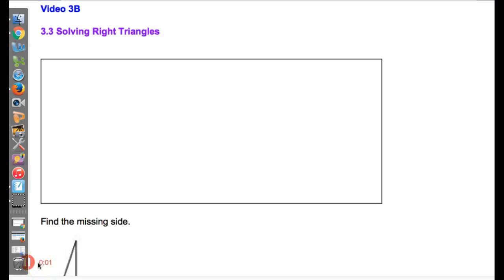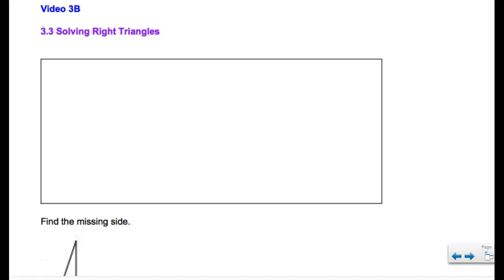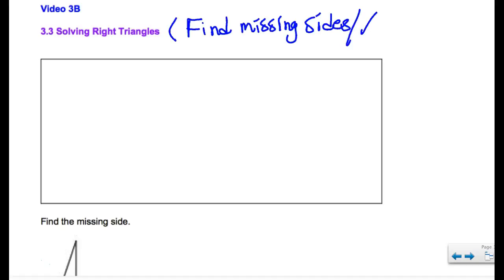Welcome to video 3B. We're still working with some trigonometry and we're going to be solving right triangles, but we're not going to entirely solve them. Actually, to solve a right triangle means to find all its missing sides and all its missing angles. We're just going to find singular missing sides and singular missing angles. So let's write: find missing sides and/or angles. And we're going to use our trig ratios to help us out.